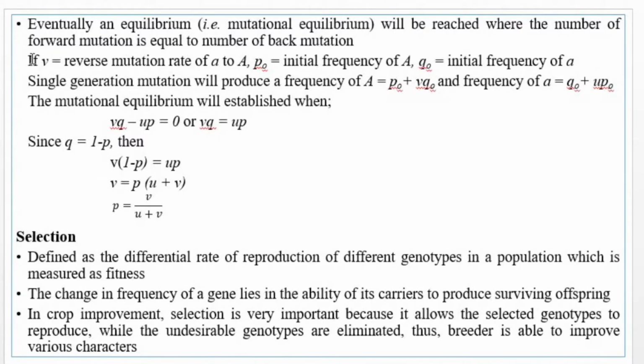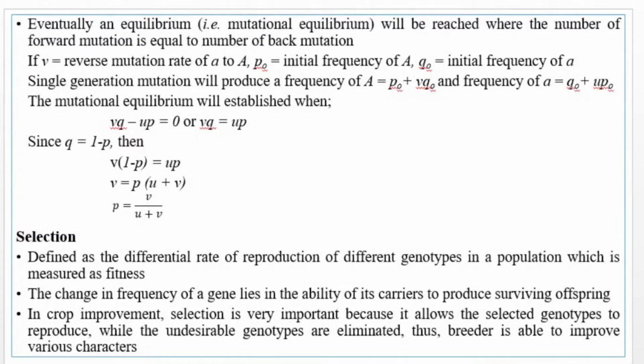The point of equilibrium between forward and backward mutation will be met at one time in the population in a temporal dimension. So eventually an equilibrium will be reached where the number of forward mutations is equal to the number of backward mutations. That point is called the mutational equilibrium.